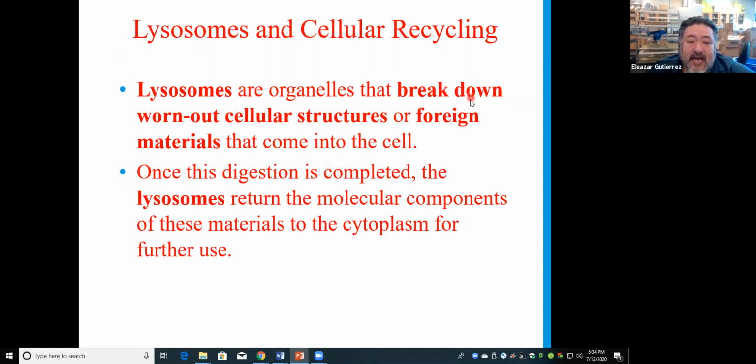And they break down everything that's not supposed to be inside a cell. Once the digestion is complete, what is left is monomers that can be reused by the cell. So quite incredible there too.